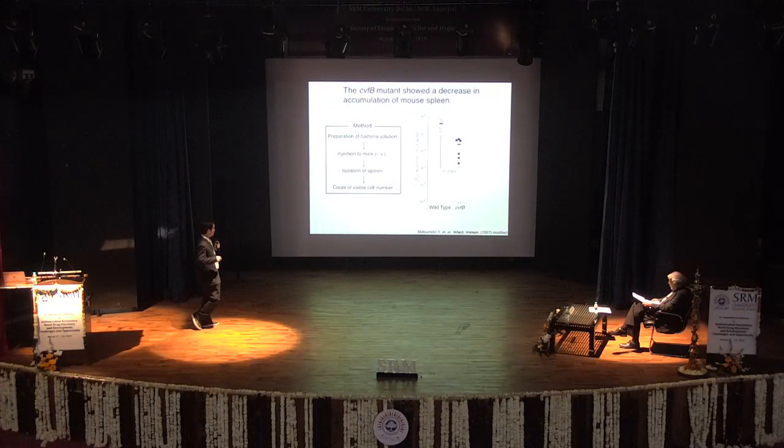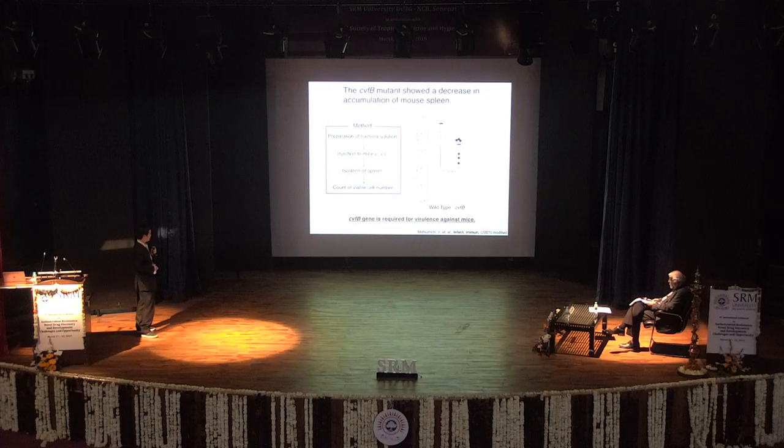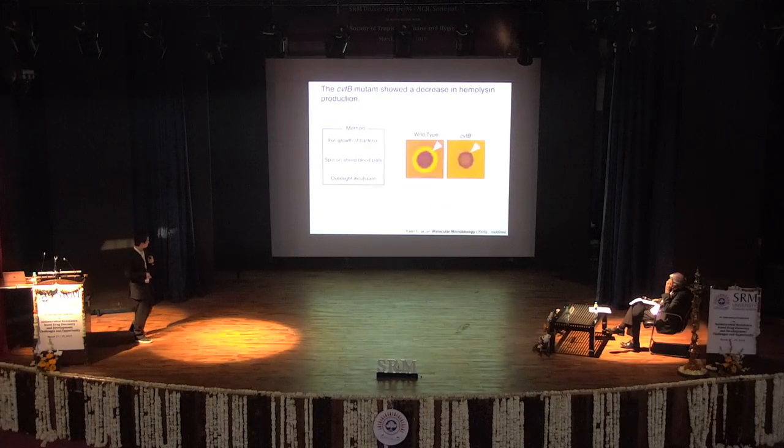The y-axis shows the colony-forming unit of Staphylococcus aureus in the mouse spleen. The CVFB mutant shows a decrease in colony-forming units compared with the wild type. This suggests that the CVFB gene is also required for virulence against mice.